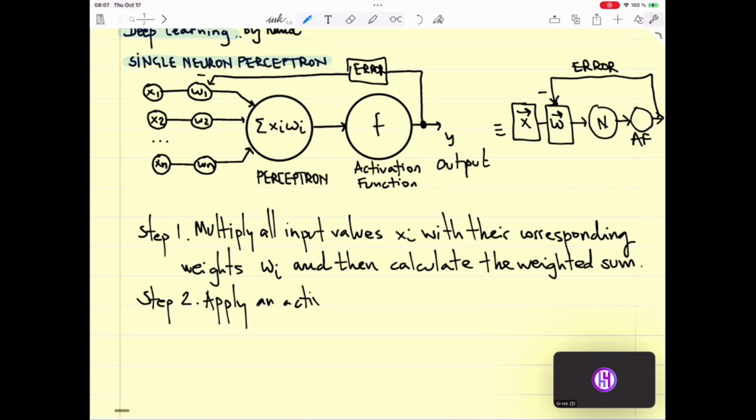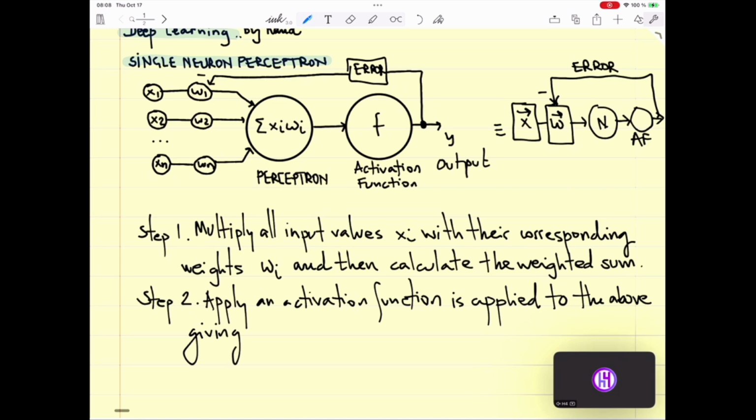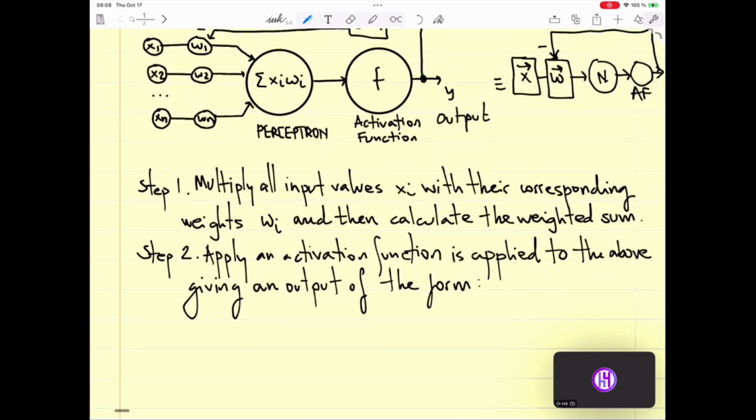An activation function is applied to the above, giving an output of the form y equals f of the sum plus an error or a bias. Okay, let me put a bias b.